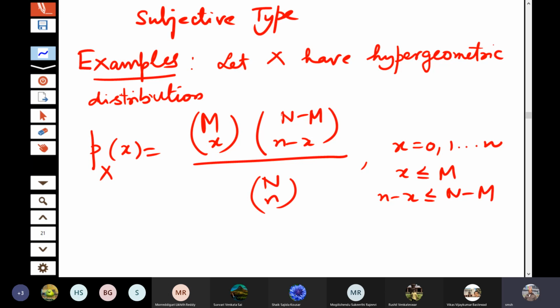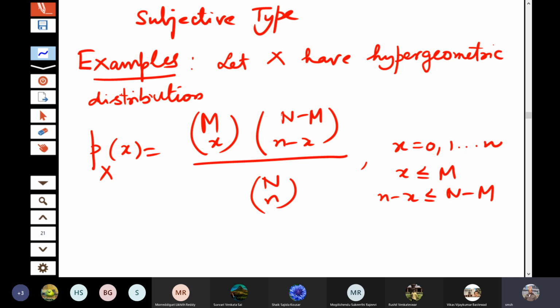And from this population, if I take a random sample of size small n, then it will contain some items of type 1 and some items of type 2. So capital X denotes the number of items of type 1. So it is the probability distribution of that. I mean, so it's like this. The class has boys and girls. So if I take a random sample of size, say 5 from this class, then how many boys are there? If I look at the distribution of that, then that is the hypergeometric distribution.